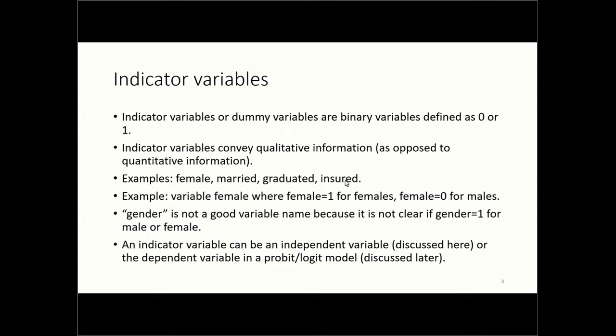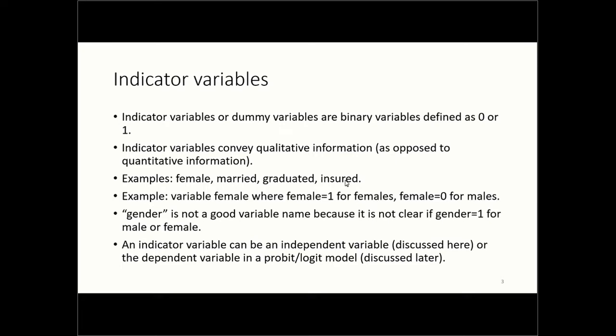So what are indicator or also called dummy variables? These are binary variables defined as 0 or 1. They only have two values, 0 or 1. These indicator variables convey qualitative information as opposed to quantitative information like numbers. So examples are female, married, graduated, or insured. And in this case, if we have a variable female, then female equals 1 would be for females, and female equals 0 would represent the males in the sample.